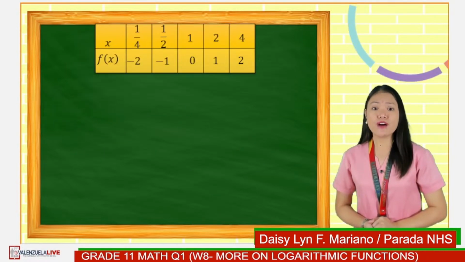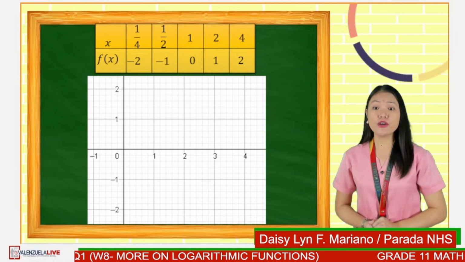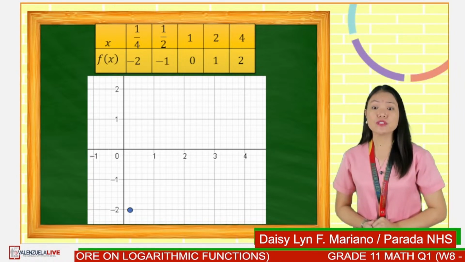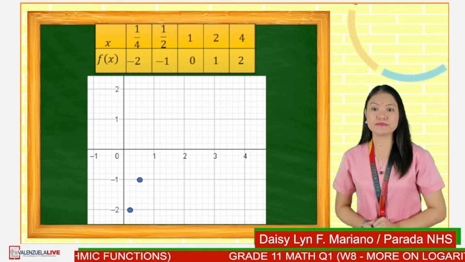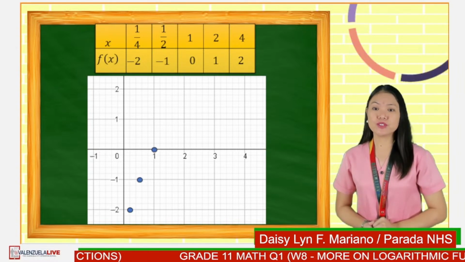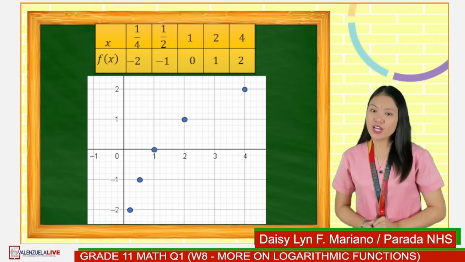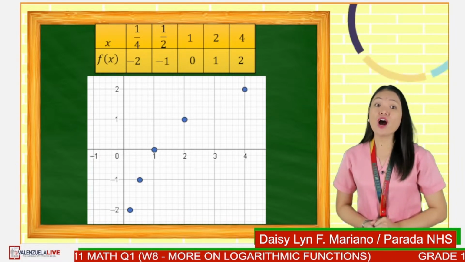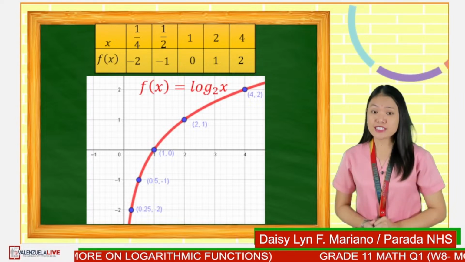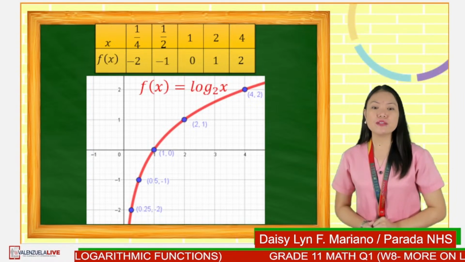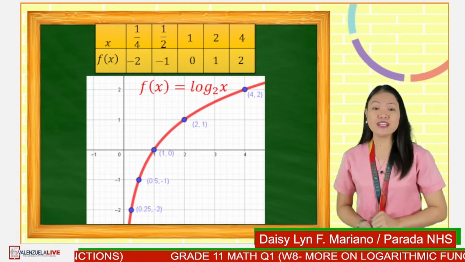Given the table of values, let us plot the points 1 over 4 or 0.25 comma negative 2, 1 over 2 or 0.5 comma negative 1, 1 comma 0, 2 comma 1, and 4 comma 2. Connecting the points will show us the graph of logarithmic function f of x is equal to logarithm of x with base 2. Did you get it, grade 11?